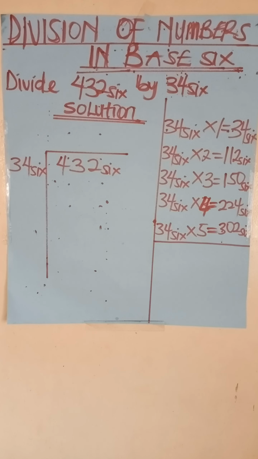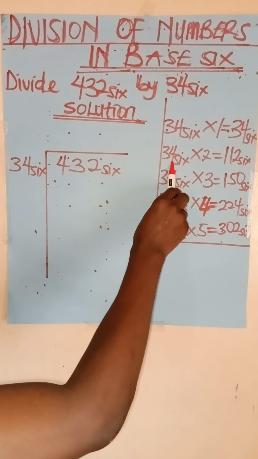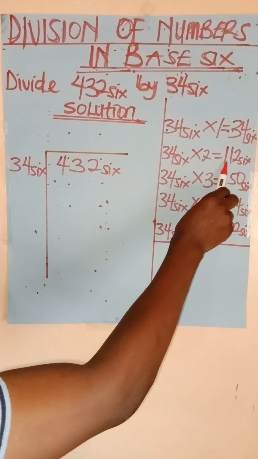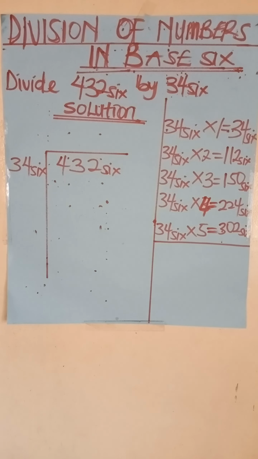Now, if you want to divide numbers in other bases, firstly, what do you need to do? You need to create your own timetable. Yes, your own multiplication table in that particular base. Now look at the board. You will see 34 base 6 multiplied by 1, and that is what? That is 34 base 6. And look at this too. 34 base 6 multiplied by 2, it is 112 base 6. Don't be surprised: how is it 112 base 6?